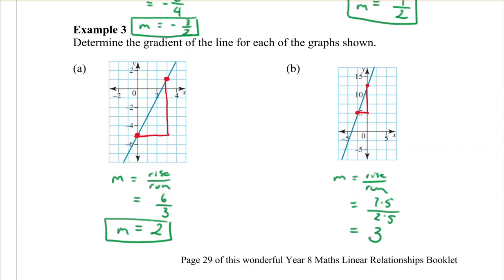Joey? How do you work out that's 2.5? Because the 2 spaces was 5, I had to halve that to find out what one space was. So half of 5 is 2.5.